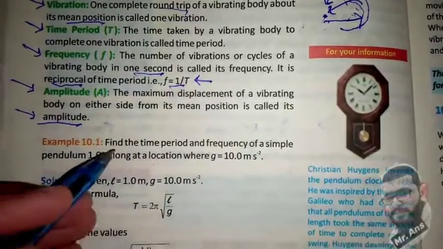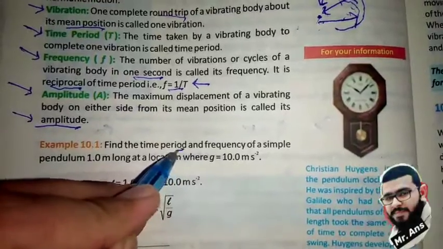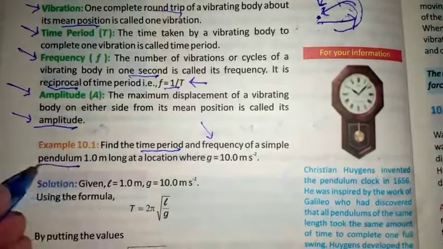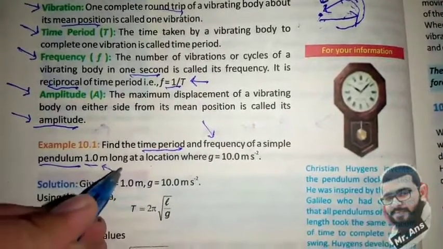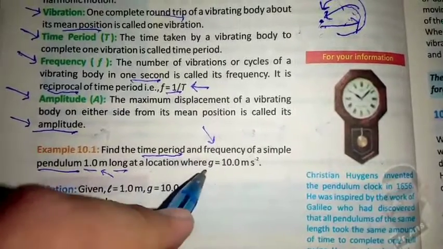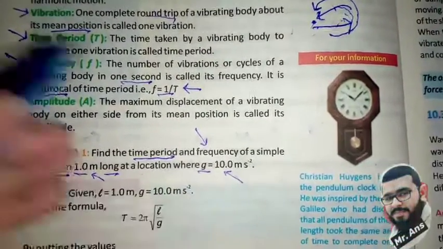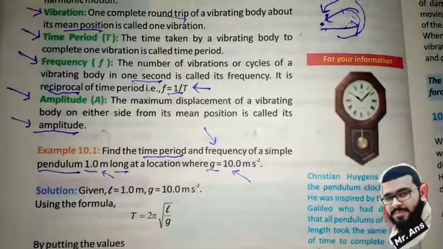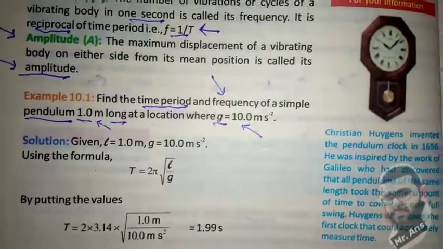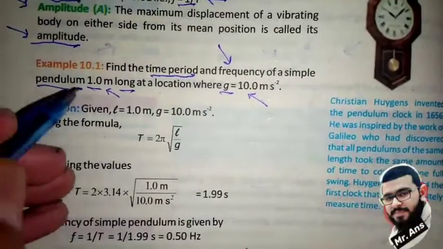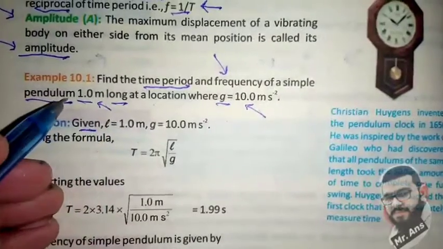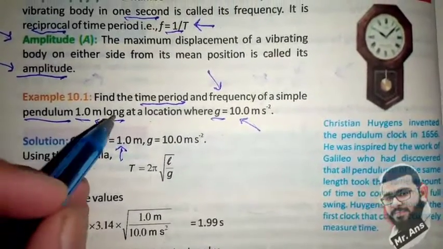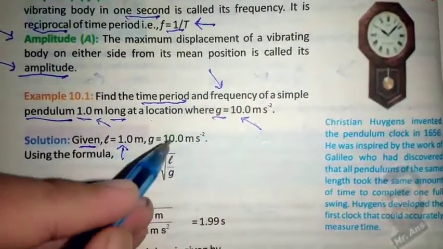Next we have an example. Find the time period and frequency of a simple pendulum 1.0 meter long at a location where g is 10 meter per second squared. So now we are going for the formula. For example, we have given length is 1.0 meter and g is 10.